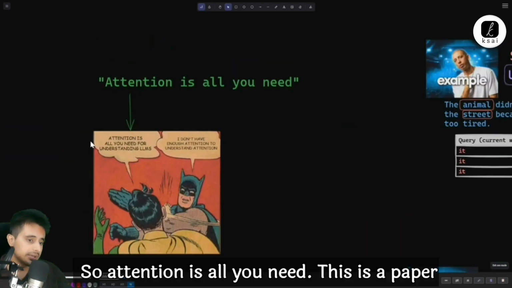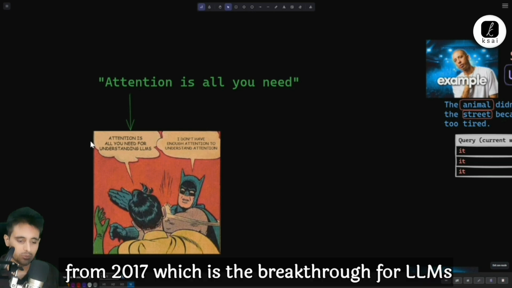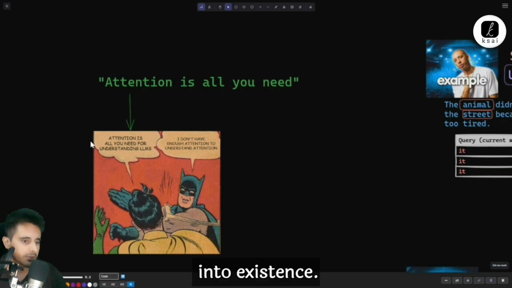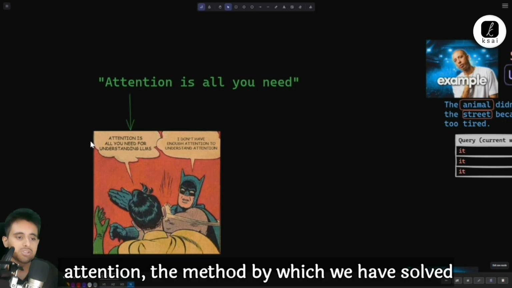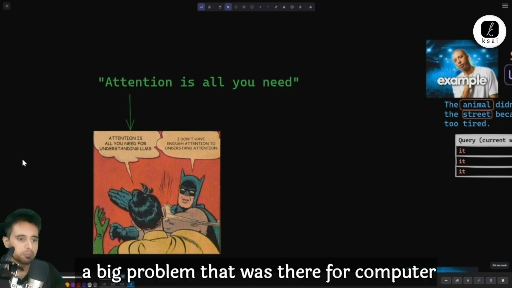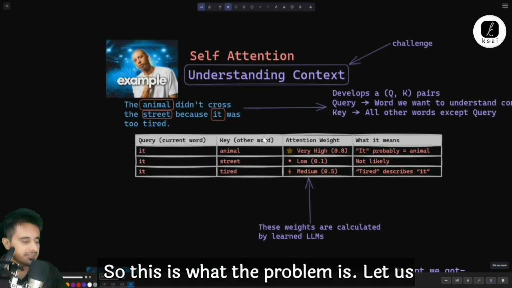So, attention is all you need. This is a paper from 2017, which is the breakthrough that brought LLMs into existence. Because of this paper, we actually have attention, the method by which we have solved a big problem that was there for computer systems or AI systems. So this is what the problem is.